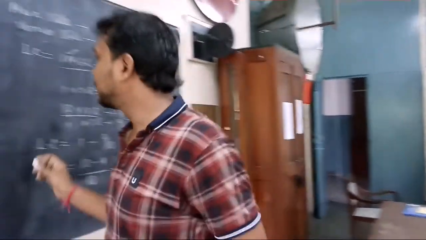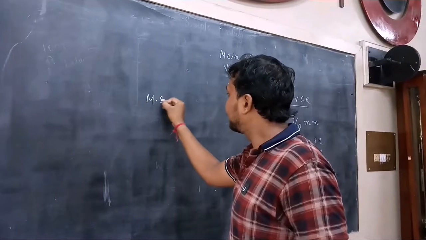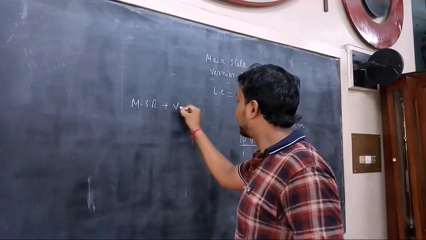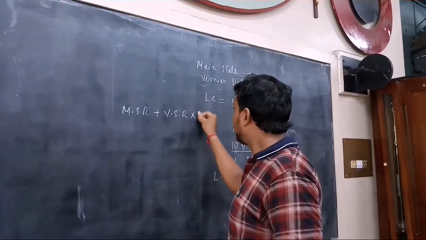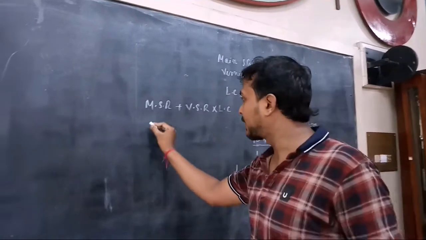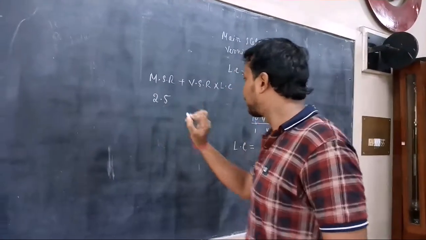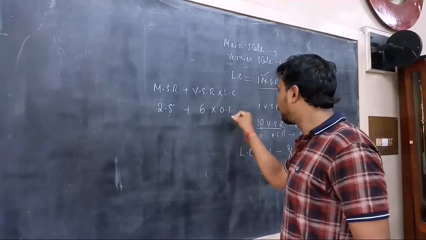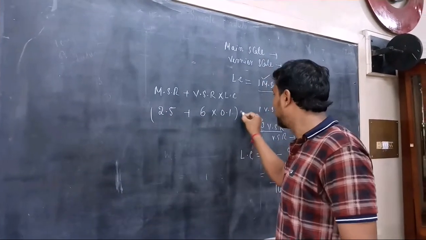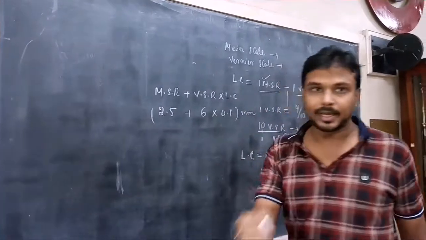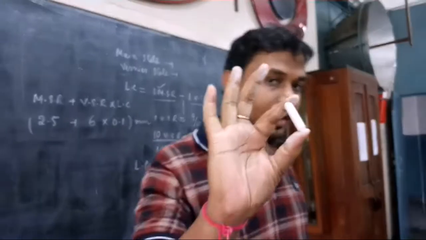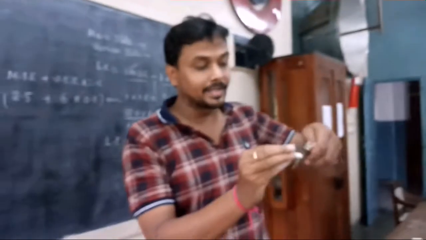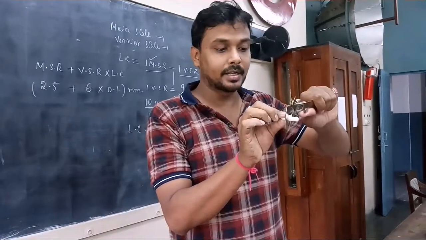So what is the formula? Main scale reading plus vernier scale reading into least count. This comes as 2.5 plus 6 into 0.1. This whole thing will be in millimeters, and that will be the length of this chalk. In this way you can calculate. Suppose you want to place it in other ways, you can do all these things.